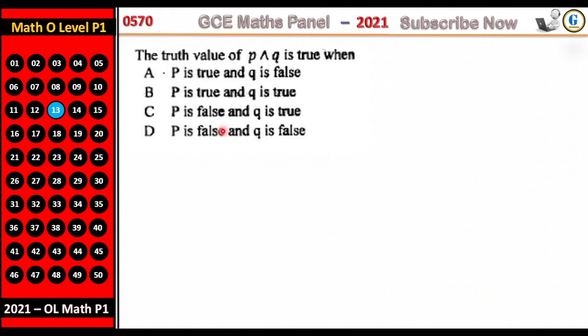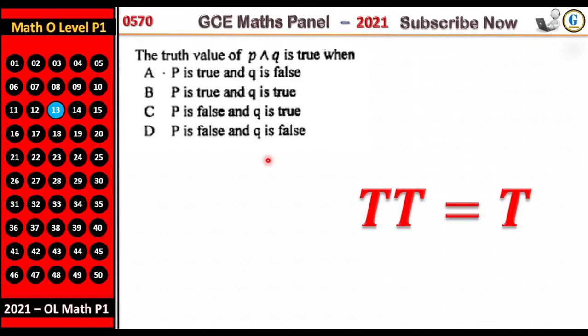The truth value of P and Q is true when... When the symbol is pointing up like that, we read this as "and"; when it's pointing down, we call it "or", union. So P and Q is true only when both are true. So when P is true and Q is true, that's the only time that the "and" logic is true.